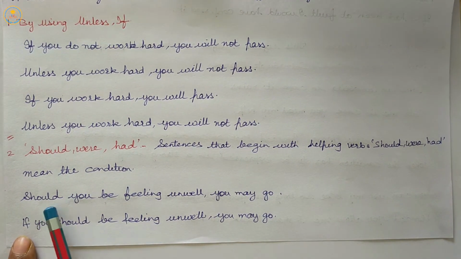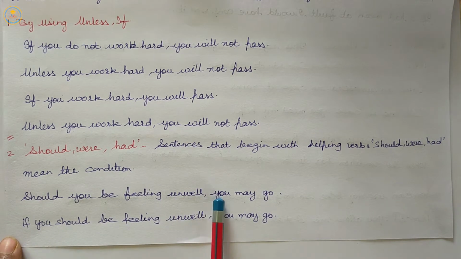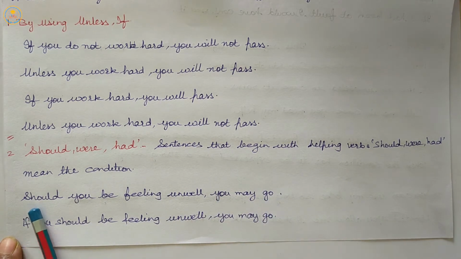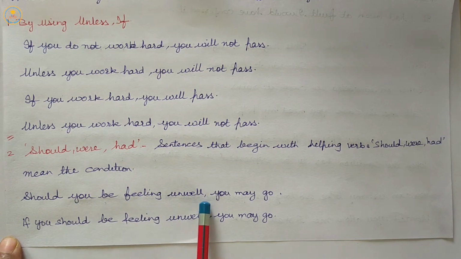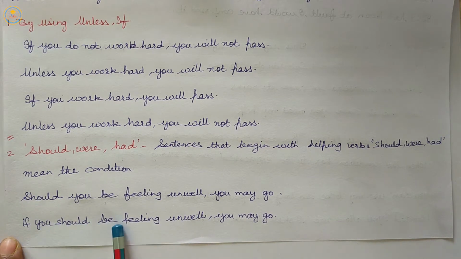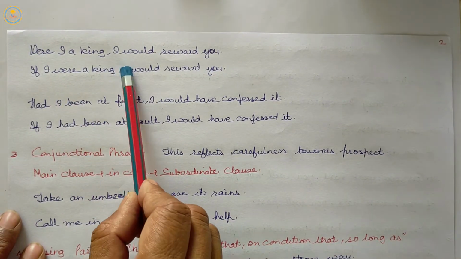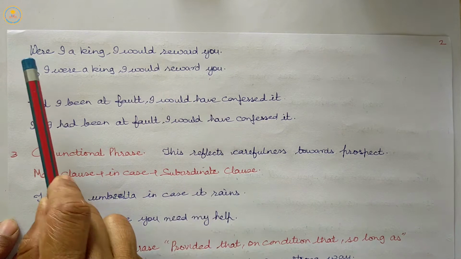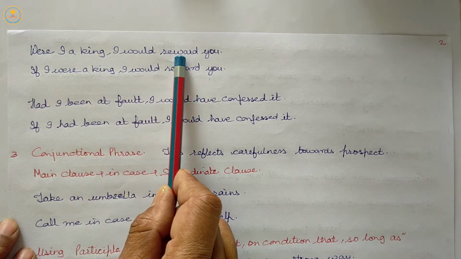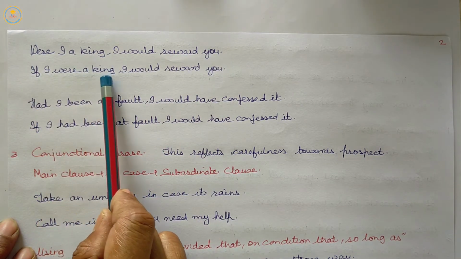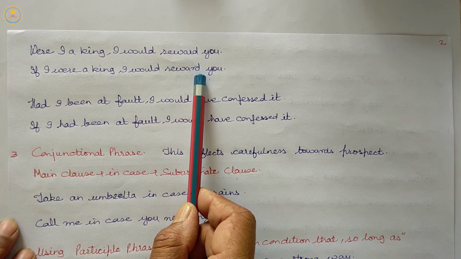Example, should you be feeling unwell, you may go. If you should be feeling unwell, you may go. Were I a king, I would reward you. If I were a king, I would reward you.